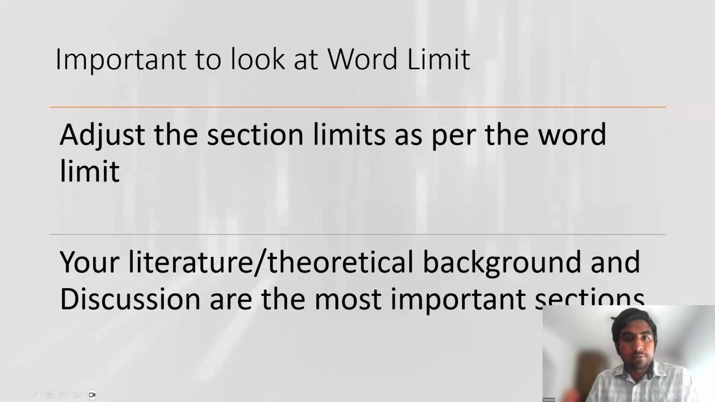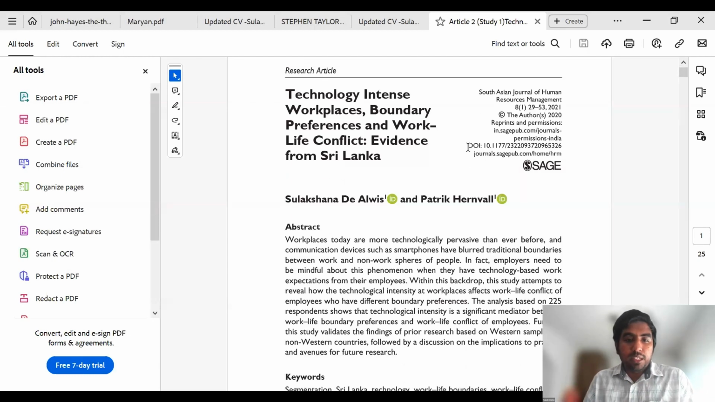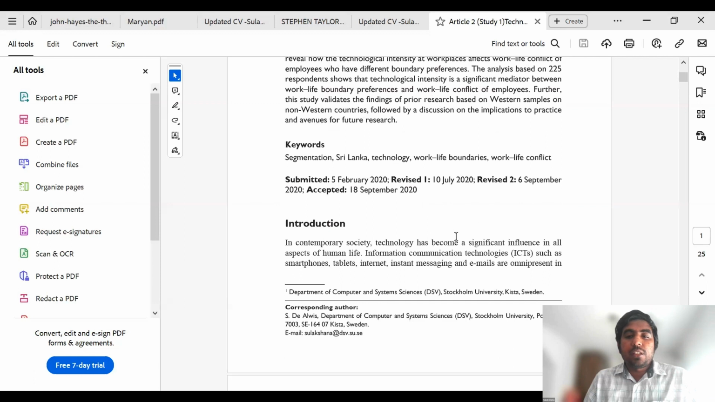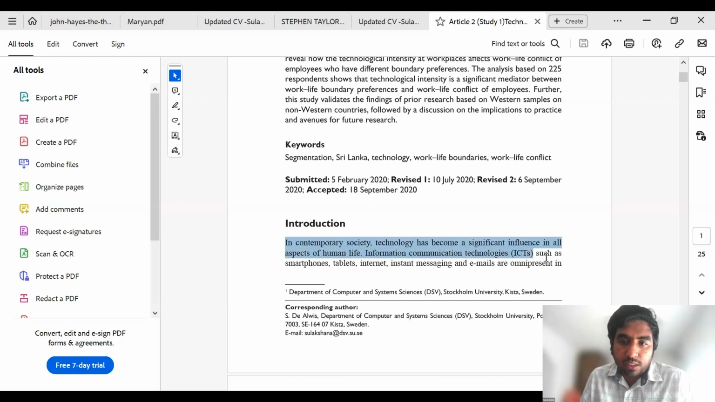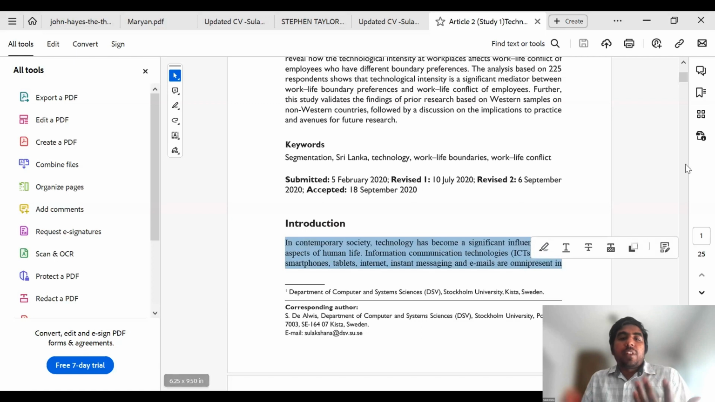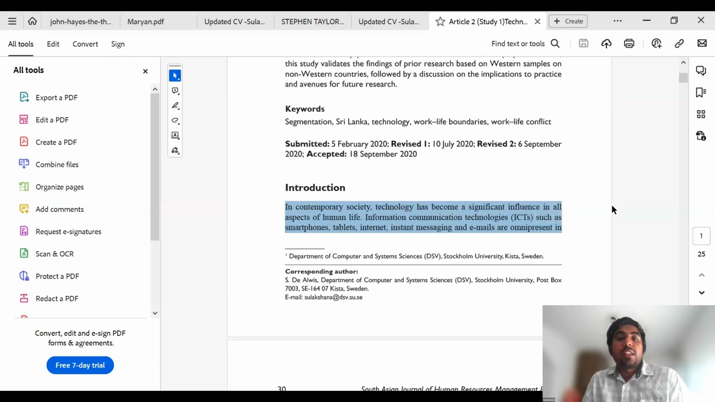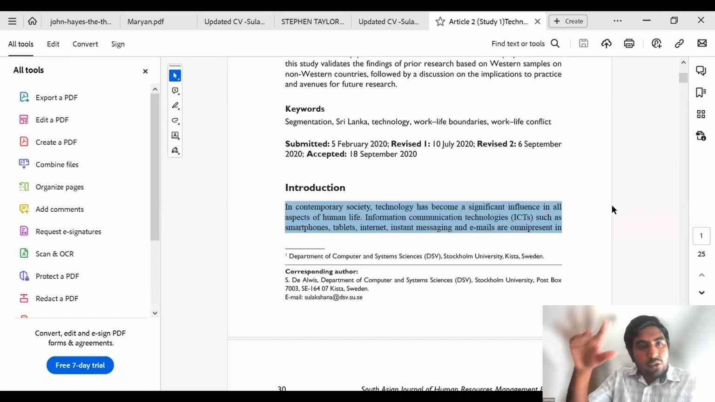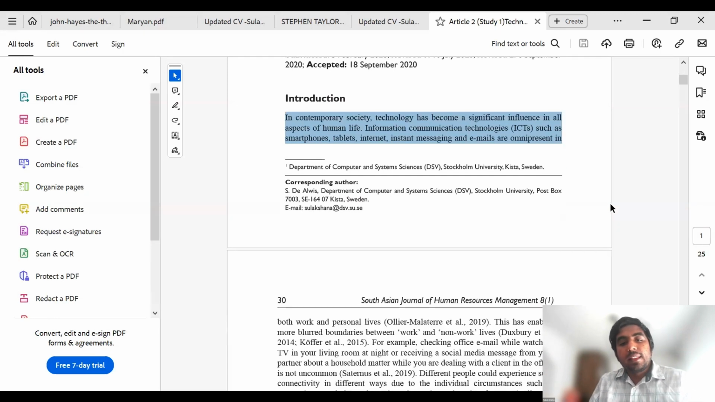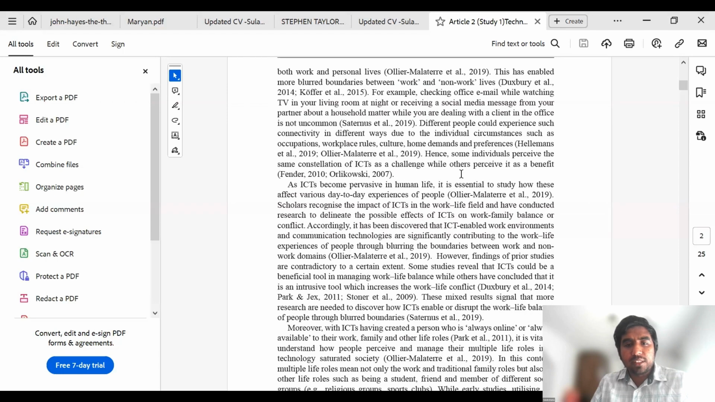I will show you a paper about this. This is a paper written by me. You can see this is the introduction section. If you look at the first part, I start from a very generic aspect: in contemporary society, technology has become a significant influence in all aspects of human life. I don't go into much specific detail. I talk about a broad area of my study, and the first two paragraphs are like that.